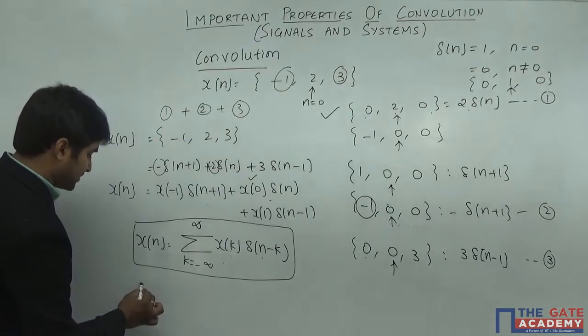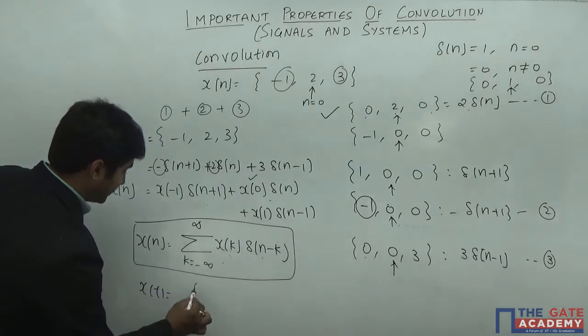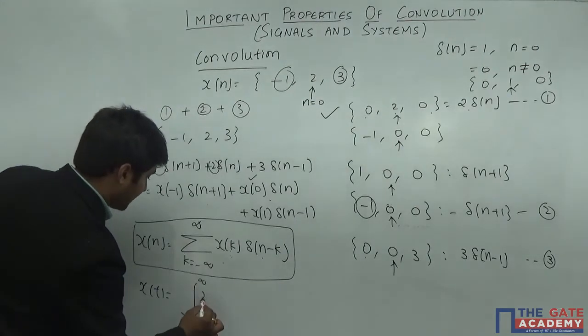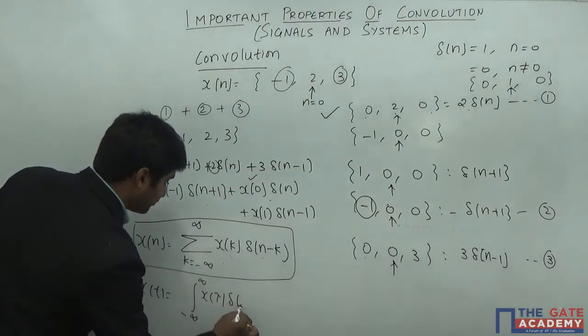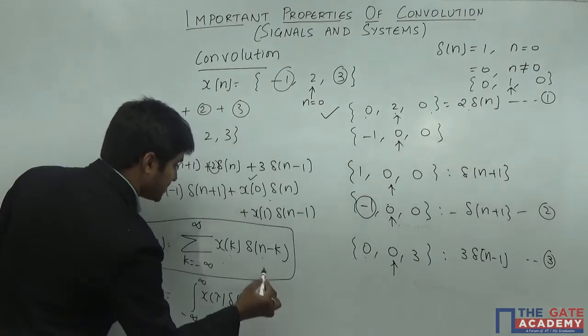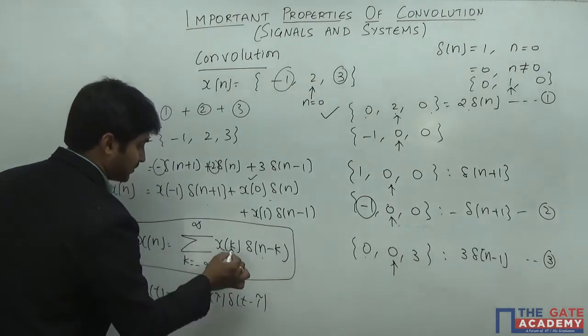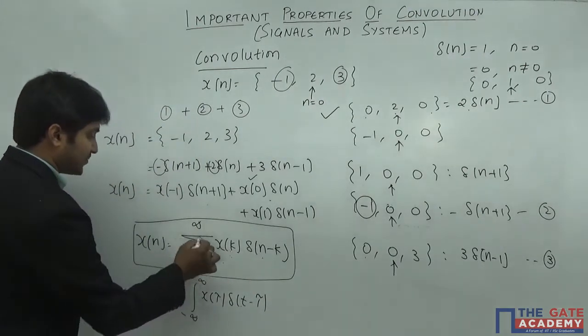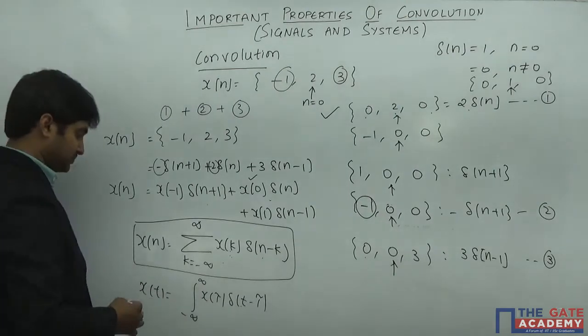Similarly, a continuous time signal can also be written as the integral from minus infinity to infinity of x of tau into del of t minus tau. Just in the place of small n, I am writing t. In the place of k, I am putting tau. In the place of summation, I am putting integration.